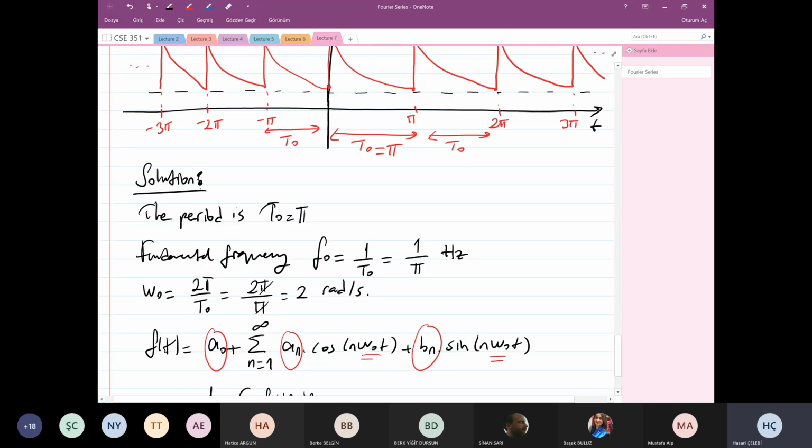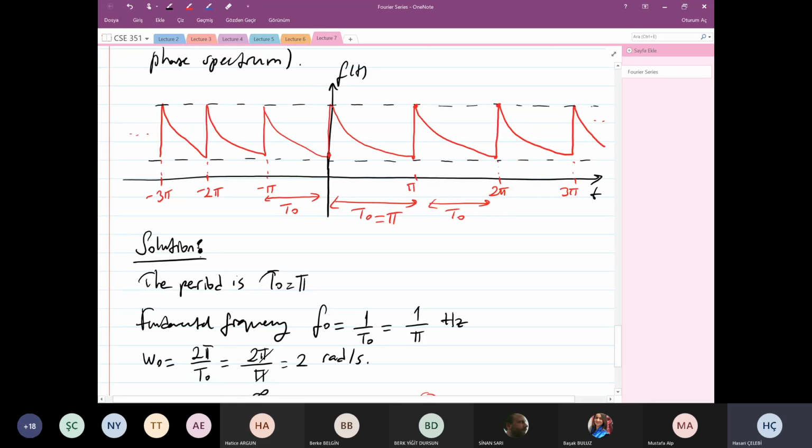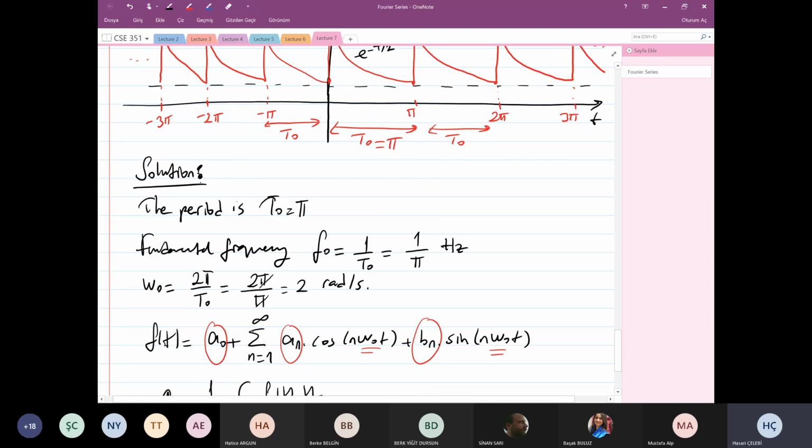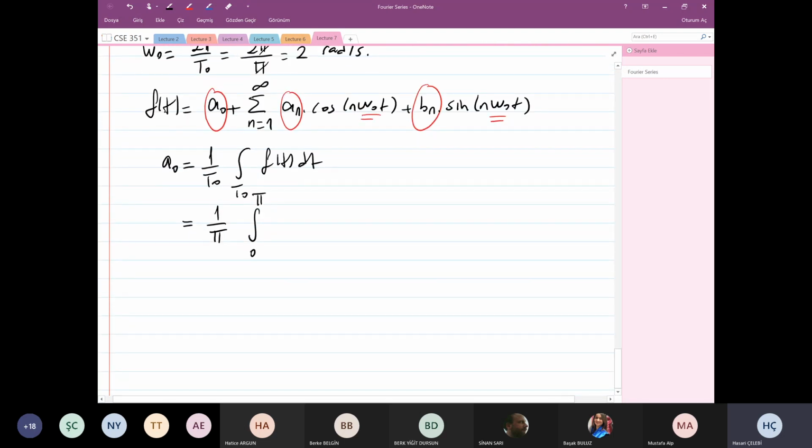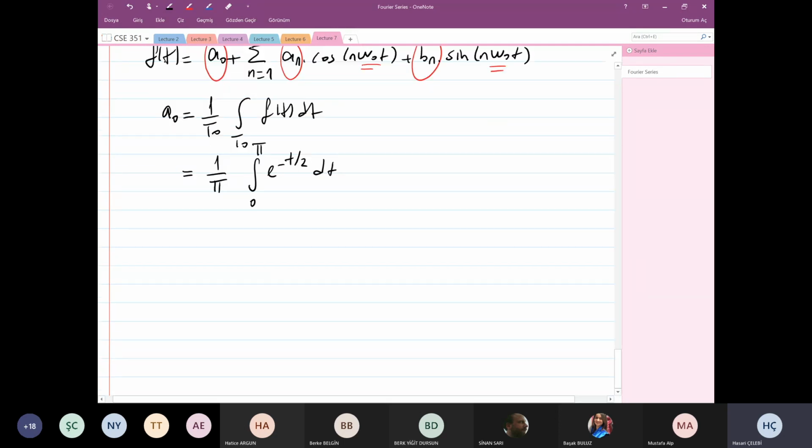And by the way, I didn't give the equation for this. The equation for this is exponential minus t over 2. So our f of t is equal to exponential minus t over 2 times dt. So if you calculate this, you're gonna see that it's gonna be equal to 0.5004. This is our A0 that we determined.